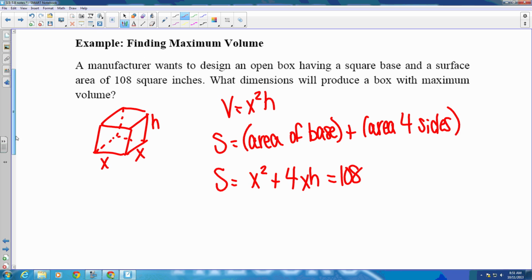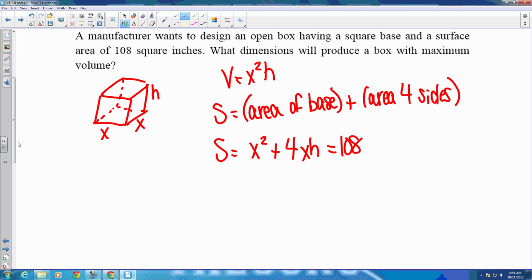So something that we're always going to need to do, we're always going to have two different variables. Like in the volume, we have x squared times h. We don't want to have two different variables because that would cause us to have to do a product rule. We need to get the surface area, x squared plus 4xh equals 108. We want to solve that for h, so that we have everything in terms of x's. So h equals (108 minus x squared) divided by 4x.